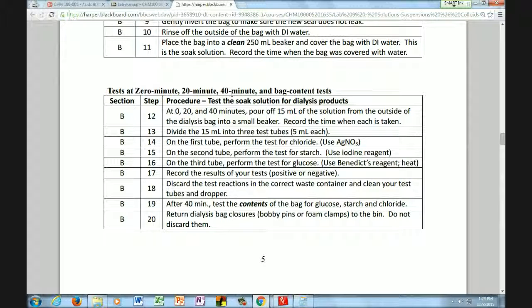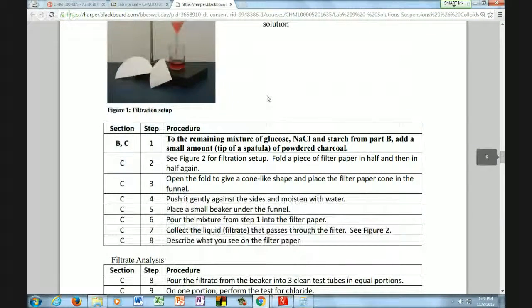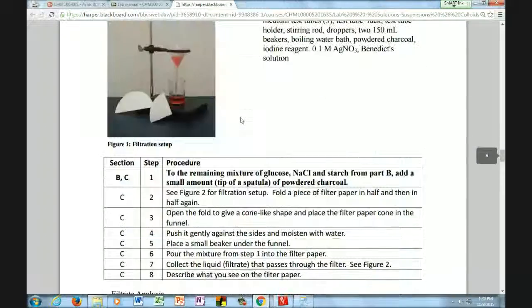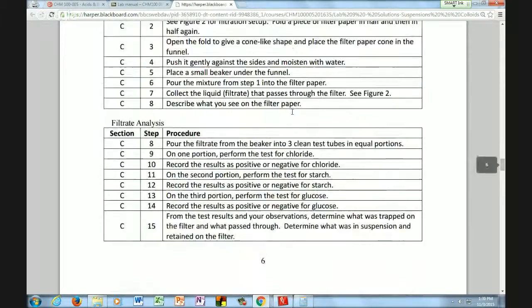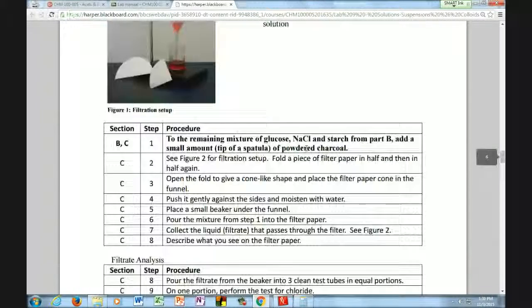At some point in this downtime also, you can work on the filtration. So while you're waiting those 0, 20, 40 minute part, you can work on part C, which you're going to look at the same mixture that you started with, and you're going to filter it through this powdered charcoal and see if anything comes out through the filter. So you analyze the filtrate with those same 3 tests for chloride, starch, and glucose. So you're going to do those 3 tests a bunch of times. All right, and you can do that at some point.